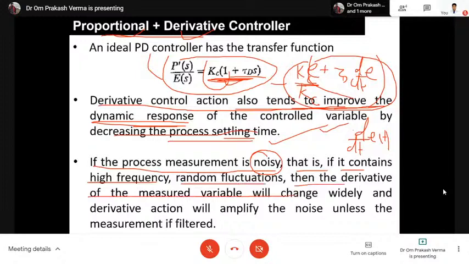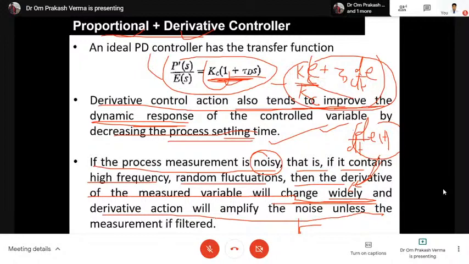As we have seen, when there is any change like a step or something, it will act immediately, and acting so quickly harms the system widely. The value changes widely, and derivative action amplifies that noise unless the measurement is filtered.